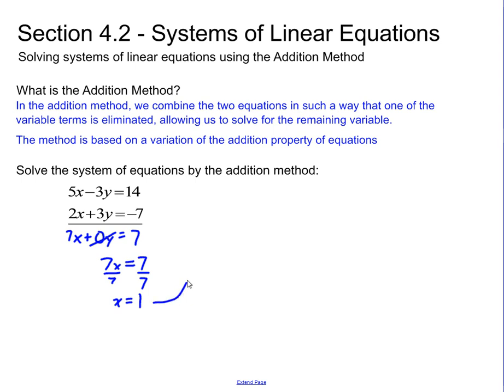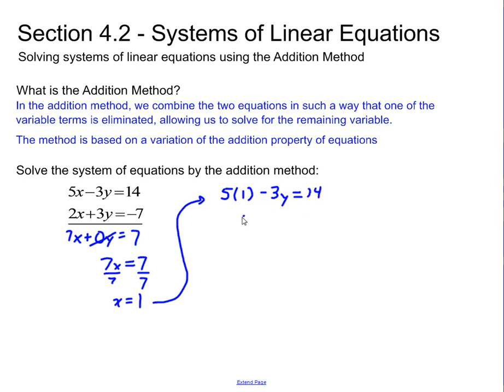Now we could do just like we did before with our method of substitution, choose one of the two remaining original equations and substitute in 1 for x and find the value of y that goes with it. So let's try this out. Let's say I put in 5 times 1, replacing x, minus 3 times y, and set that equal to 14.